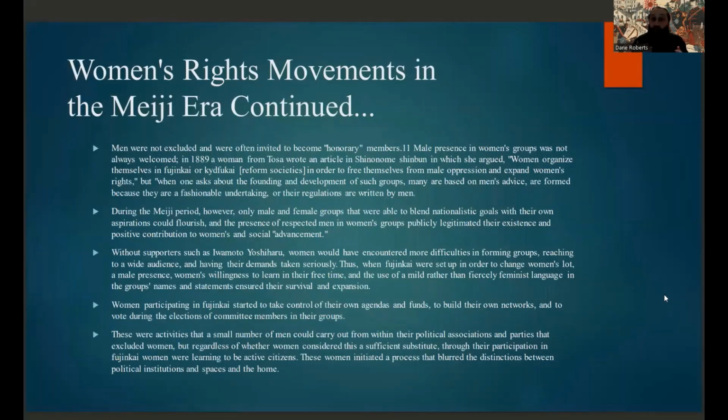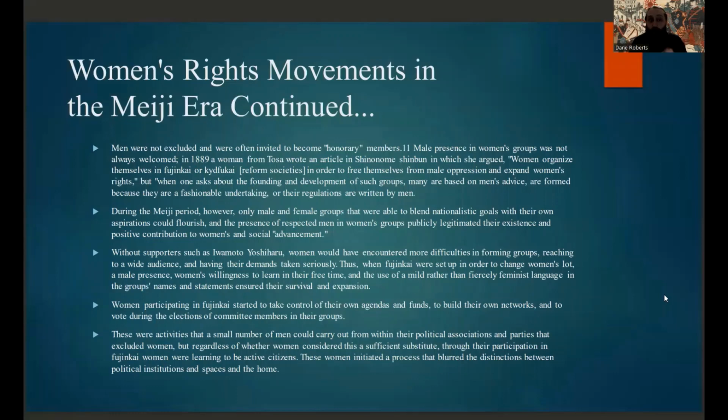The fact that these movements began to gain traction is in part because men were not excluded and were often invited to become honorary members. Male presence in women's groups was not always welcome, because women made these groups to free themselves of male oppression. But it's also important to note that many were formed based on men's advice, and many of the regulations were written by men.